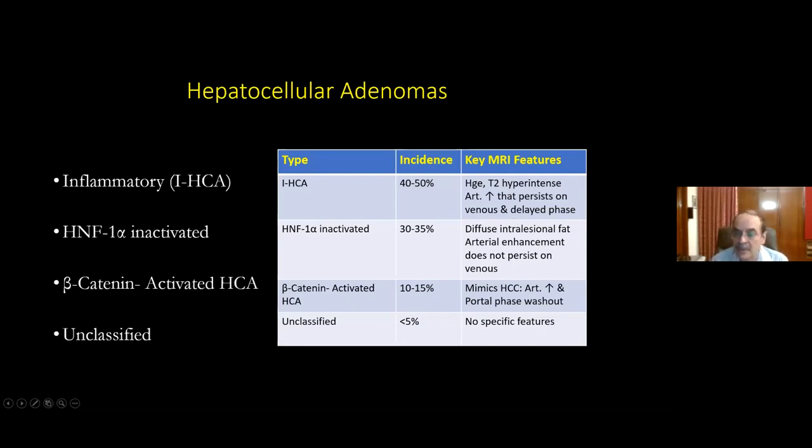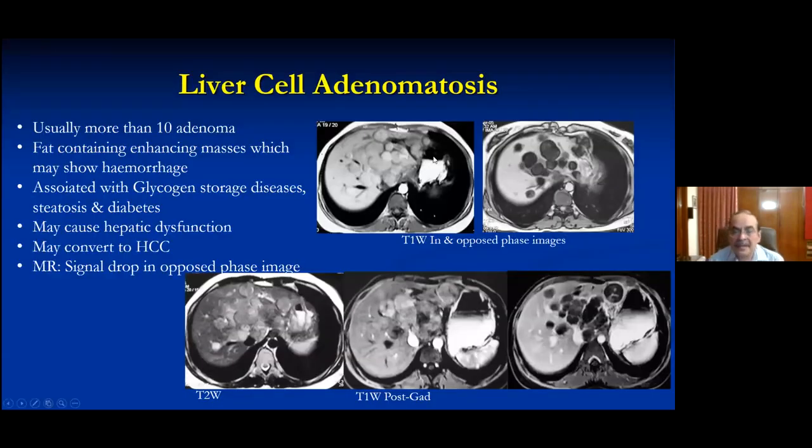I'm not going into the imaging features which help you to subtype these in the interest of time, but just want you to remember that subtyping of adenomas based on this classification which came out of France can be done using MR. Another example of signal drop on the opposed phase image. This is liver cell adenomatosis. More than 10 adenomas in the liver. That's the in-phase image, that's the opposed phase image. And see the very marked signal drop. Signal drop means that these lesions become very dark on the opposed phase image, which is what could help us in making a diagnosis.